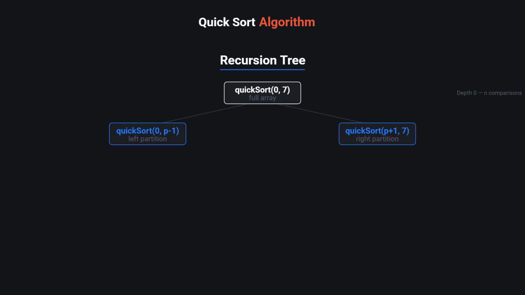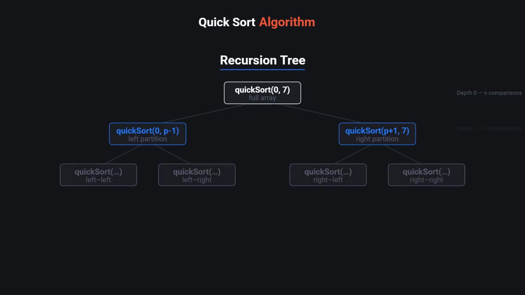Depth 2, 4 subproblems, still n comparisons across the whole level. The tree has log n levels when splits are balanced, and n comparisons per level, log n levels. That's where O of n log n comes from. The recursion bottoms out when low meets high. Nothing left to sort. Now let's map what we just saw to actual code.